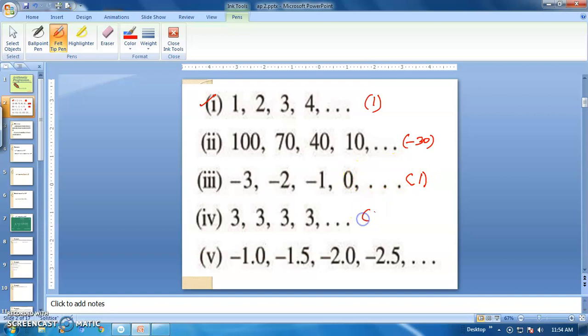And what about here? So here 0. And what about here? So here, 2.5, that is minus 0.5. So when we add minus 0.5 to the previous term, we get the next term. So these numbers are called the common difference of the AP, and the common difference is denoted by the letter D. And the first term of the AP is denoted by the letter A. So these are some examples of AP.